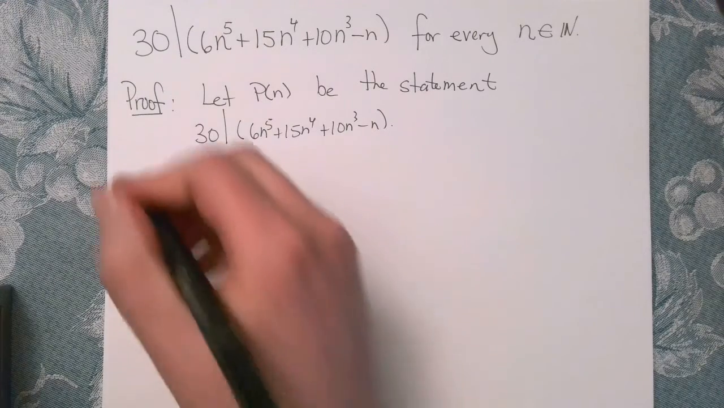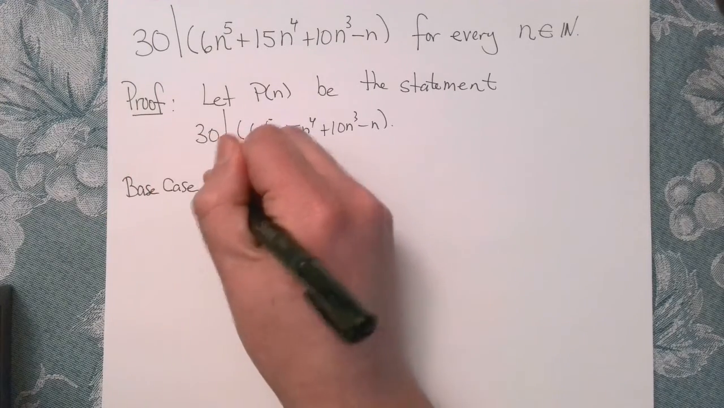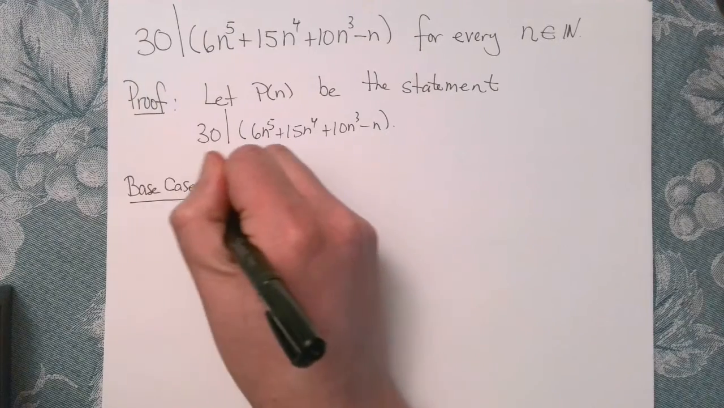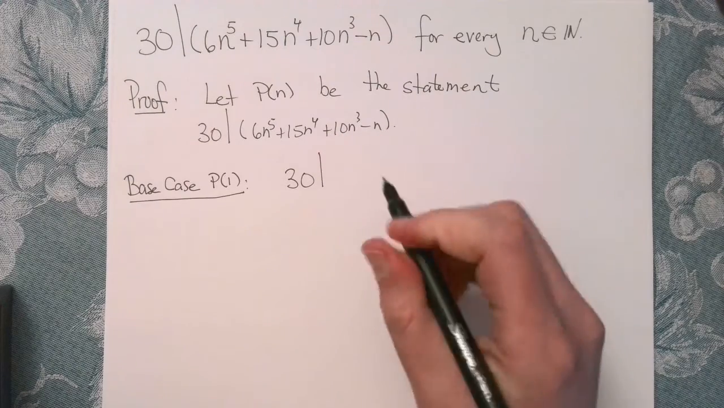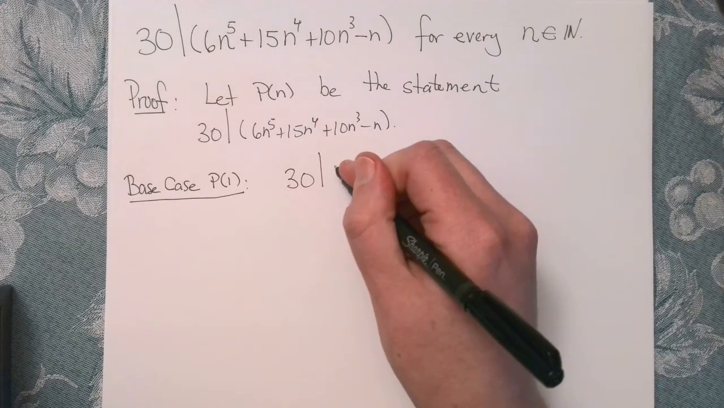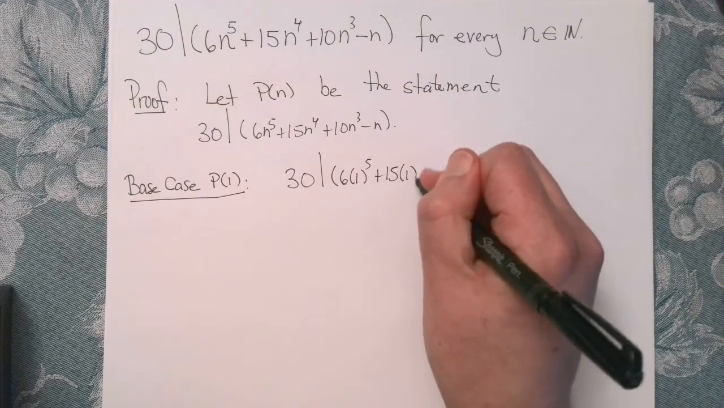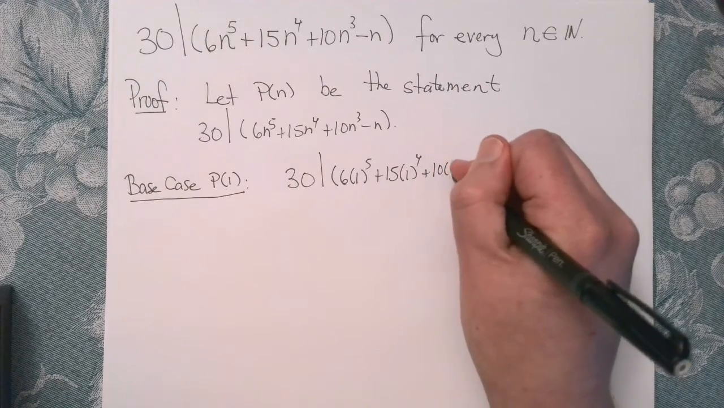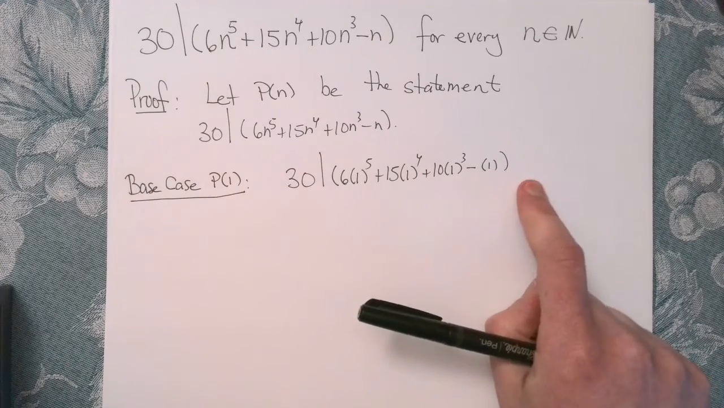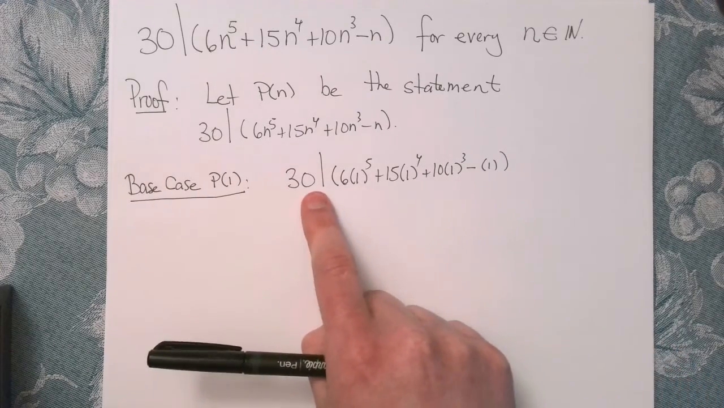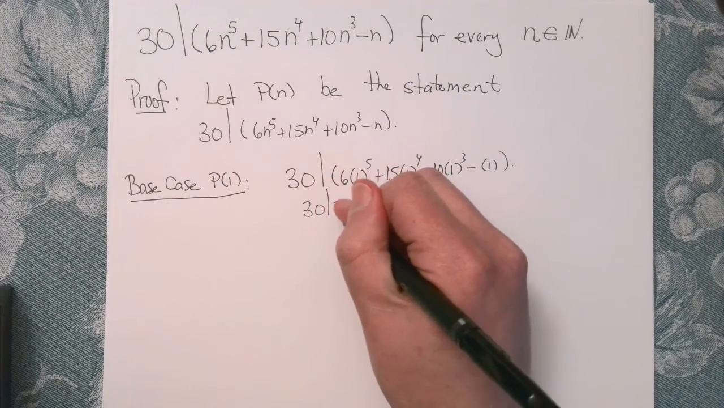Alright, so it looks like the first thing I want to do is establish a base case. That means I want to establish that the statement p of 1 is a true statement. So let's do a calculation. We've got 30 divides 6 times 1 to the 5th plus 15 times 1 to the 4th plus 10 times 1 cubed minus 1. When we calculate this, that gives us 30. So 30 divides 30, that is a true statement. So the statement p of 1 is a true statement.